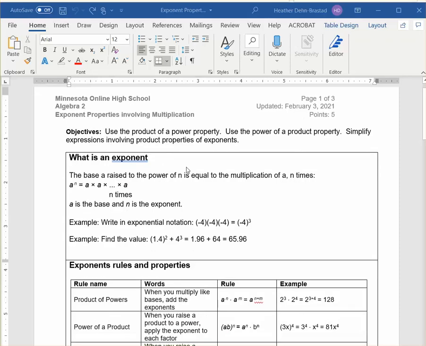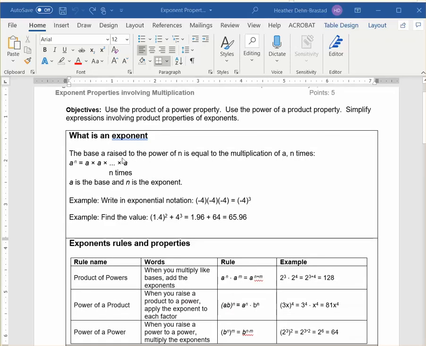So first of all, what is an exponent? It's when you have a base number raised to the power of something. So in this one we have the base of a, I'll italicize that, being raised to a power of n. So we're just saying any number raised to another number is equal to the multiplication of that number as many times as your exponent is.